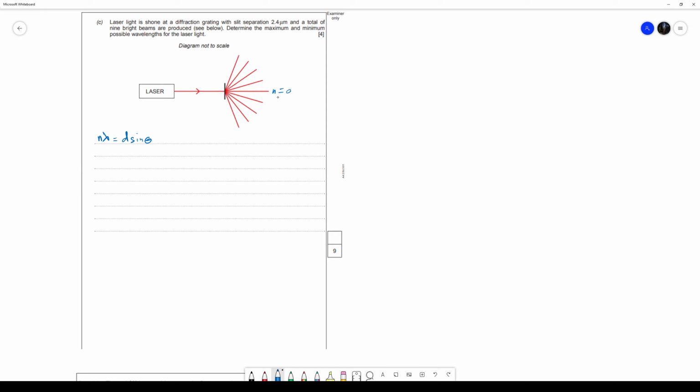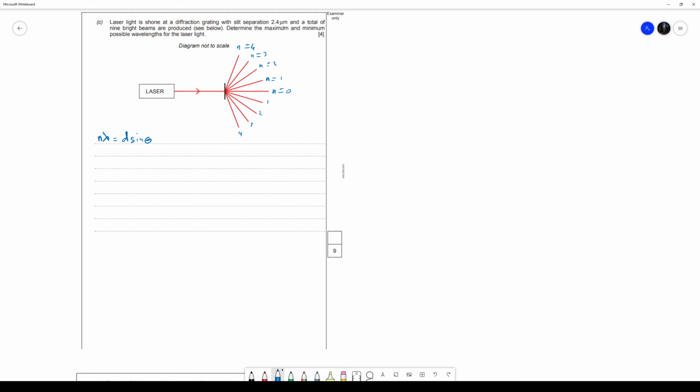That means there's no path difference here. The path difference is 0 times the wavelength. No path difference at all. All beams have traveled the same distance to get here. This is n equals 1, n equals 2, n equals 3, n equals 4, and similarly on the other side, 1, 2, 3, 4. Determine the max and min possible wavelengths for this light.